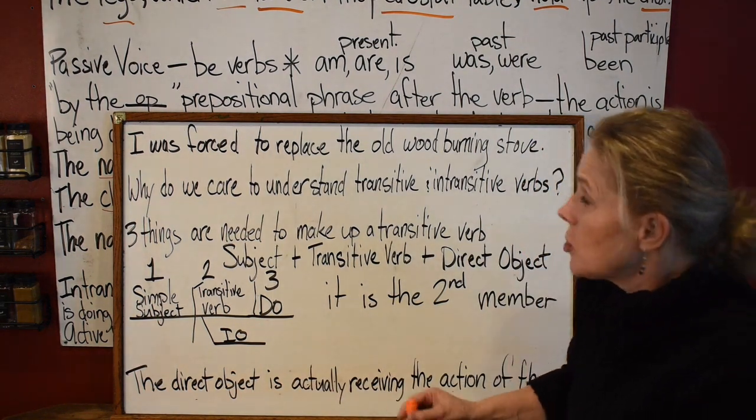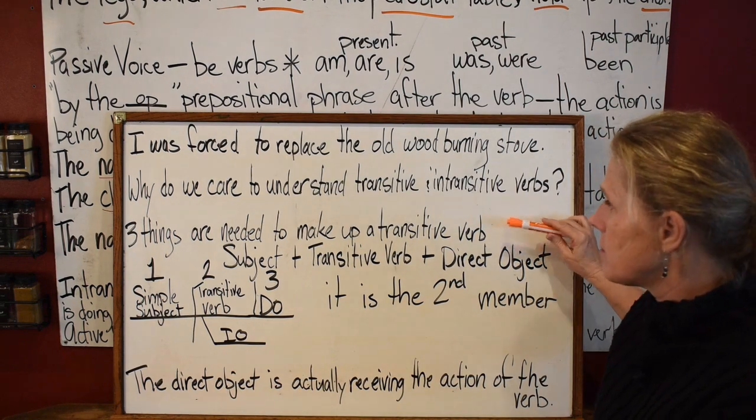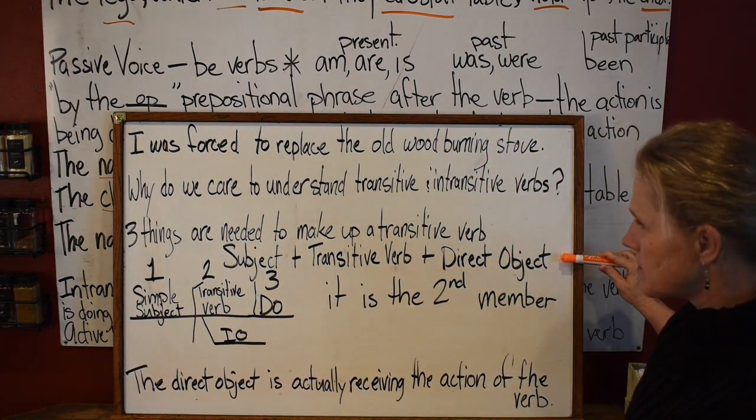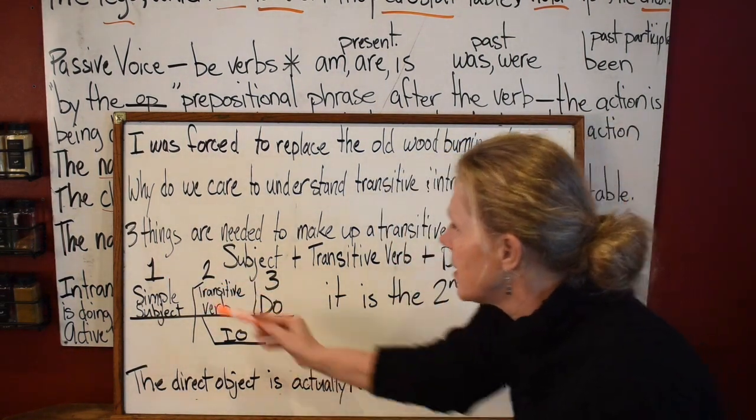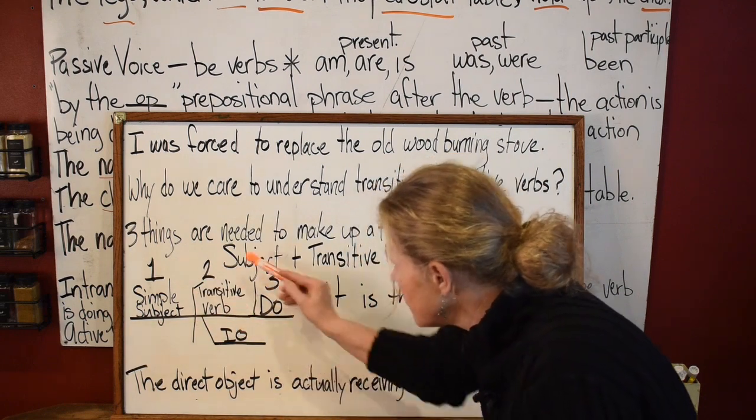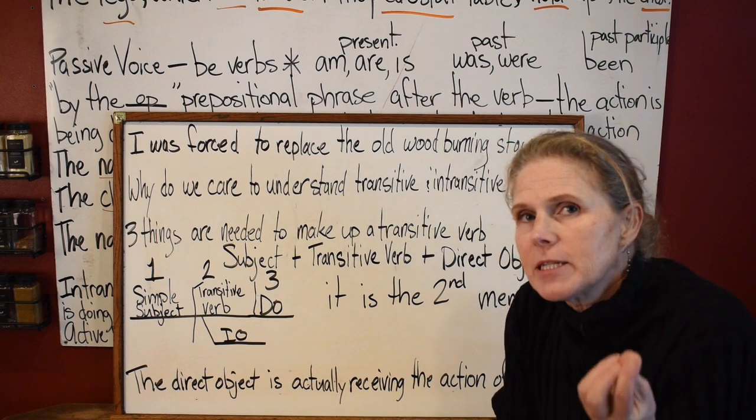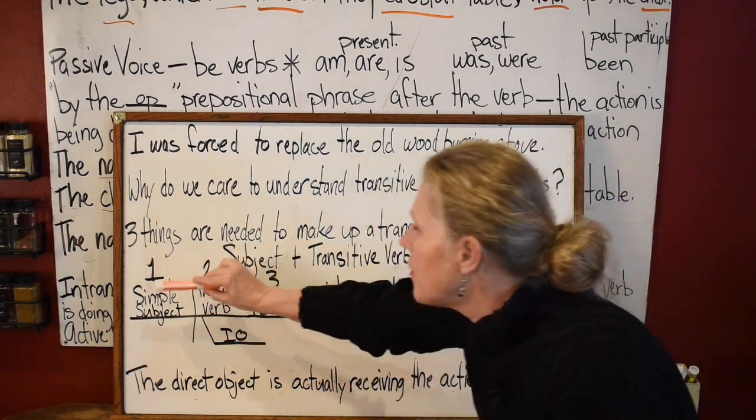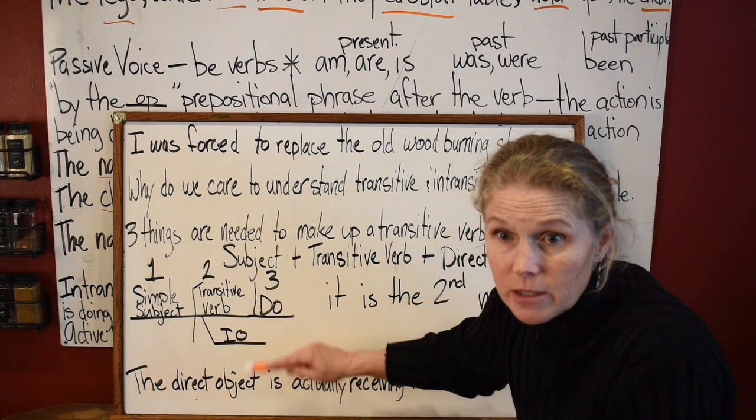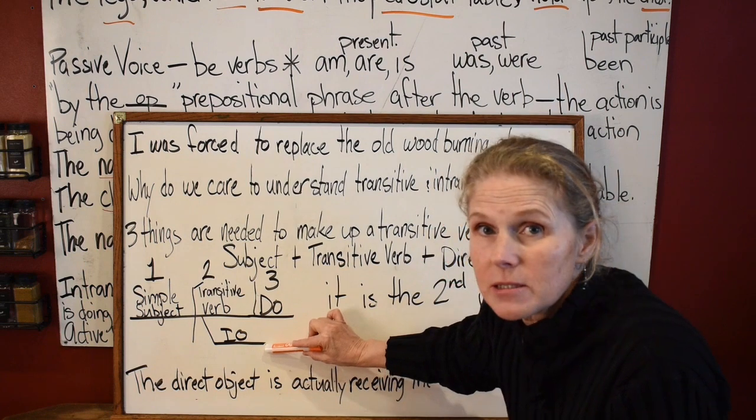Exactly. So, three things are needed to make up a transitive verb. You have the subject plus your transitive verb plus your direct object. 1, 2, 3. Here's the diagram. You have your simple subject, your transitive verb, and then your direct object. But then we have our indirect object, but I didn't put it on the main line. See, it's not on the main line because if you don't have a direct object, you cannot have an indirect object. Plain and simple. If this doesn't exist, this doesn't exist.